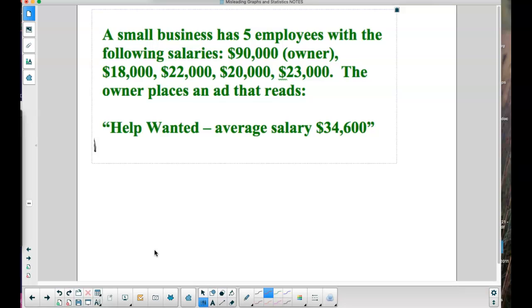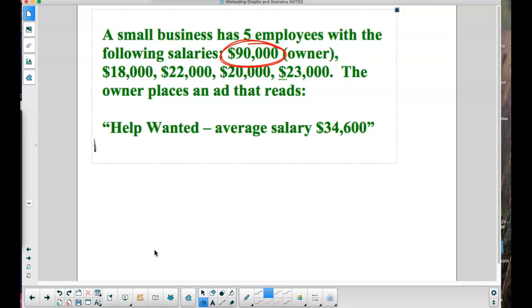How is he misleading you? Or she? How are you being misled? Should they have used the average? No, because there's an outlier. Yeah. This is an outlier, right? The owner. Should the owner make more money than everybody else? Probably, right? But they also probably shouldn't tell you that if you get hired, you're going to make $34,600 because you're not going to. All of these employees will hate you. Right? They maybe been working there a long time and now you're making way more than them.